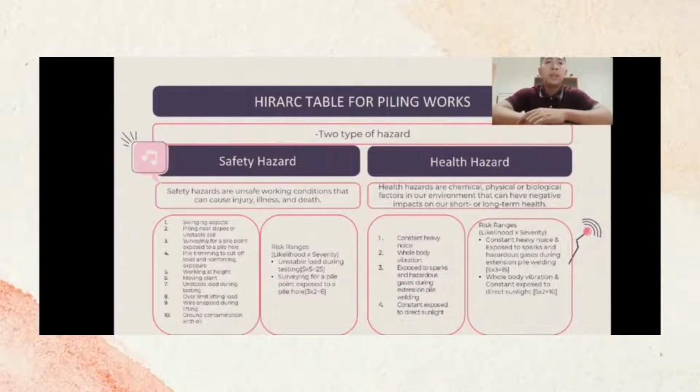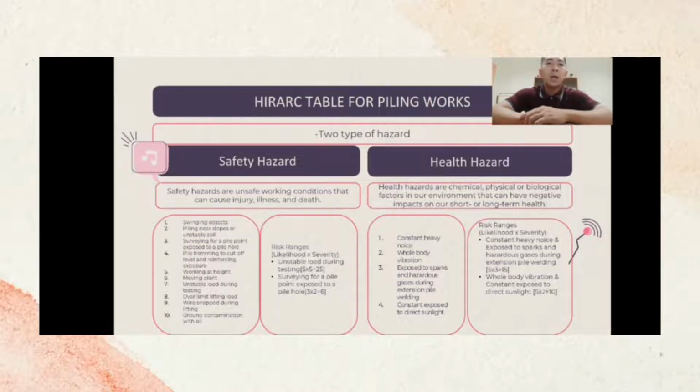Now I want to present the HARAC table for the piling work. So there are 2 types of hazard. The first one is the safety hazard, and the second one is the health hazard. A safety hazard is an unsafe working condition that can cause injury, illness, and death. And a health hazard is a chemical, physical, or biological factor in our environment that can have negative impacts on our short or long-term health.